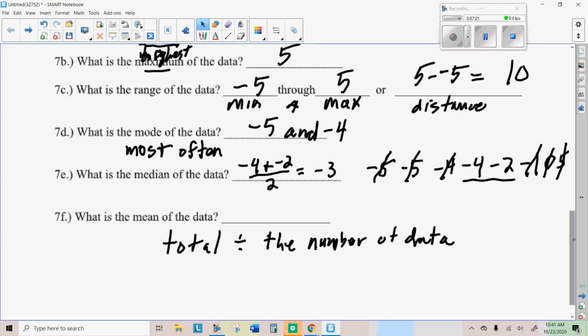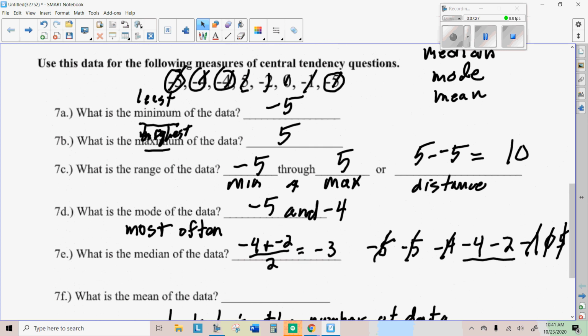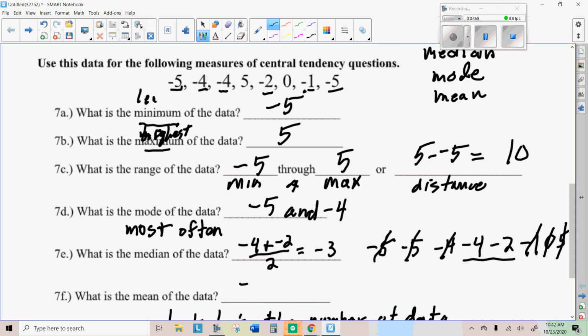Okay, so when we total it up, I got -5 and -4. I've got to erase these, make sure I'm seeing them right. -5 and -4 is -9, and -4 is -13. I'm going to add all my negatives first, because that way I just keep getting more negative. So -2 makes -15, -1 makes -16, and -5 makes -21. Jot that down, that's the total. And we have to divide that by how many there are.